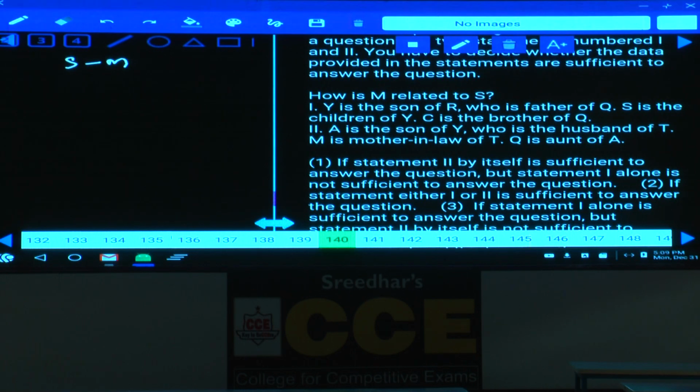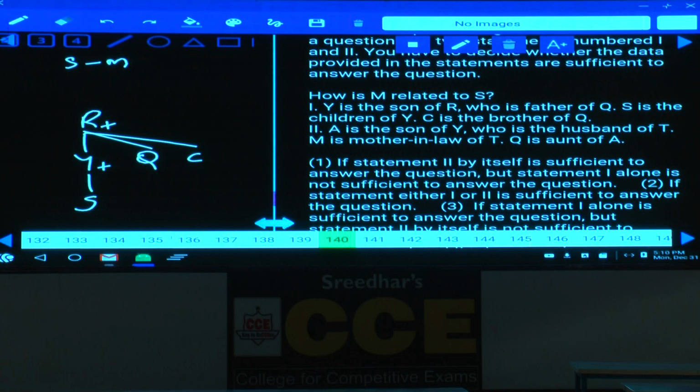Y is the son of R, can be written like this. And R is the father of Q. S is the child of Y. C is the brother of Q. Now, how is M related to S?